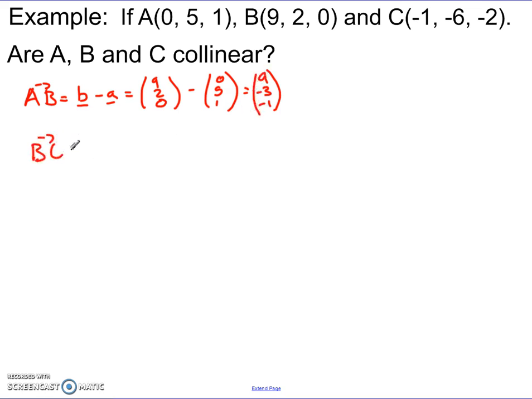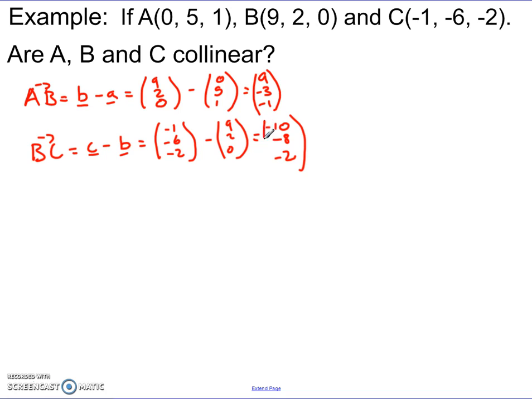My BC vector is given by C take away the B. In this case, that's negative 1, negative 6, negative 2, take away the B, which is 9, 2, 0. Negative 1 minus 9 gives me negative 10. Negative 6 minus 2 gives me negative 8, and then negative 2 minus 0 is negative 2.